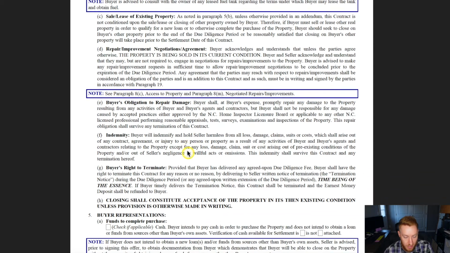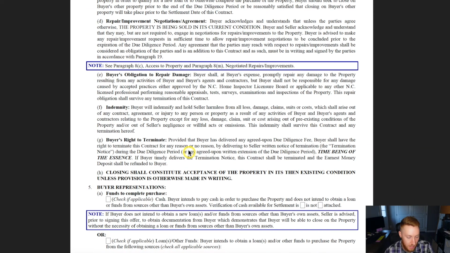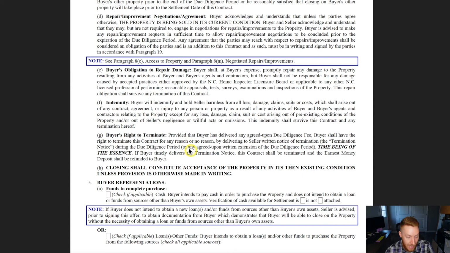Should you wish to terminate the contract at any time, you just need to have a form signed saying that you're going to terminate. And again, if it's after the expiration of due diligence, that form is going to terminate your due diligence fee and your earnest money. If it's during your due diligence period, you will get your earnest money deposit back. So it's really imperative to make a decision during that period.